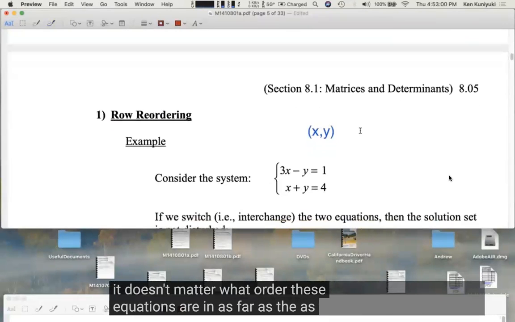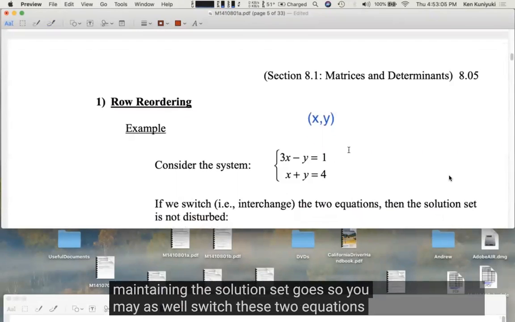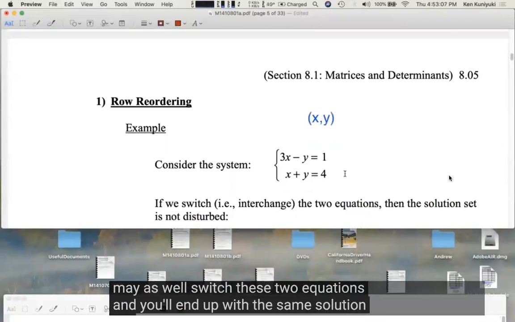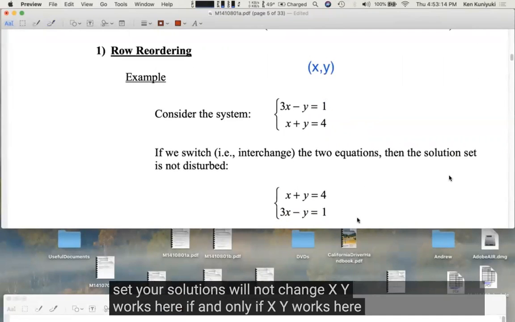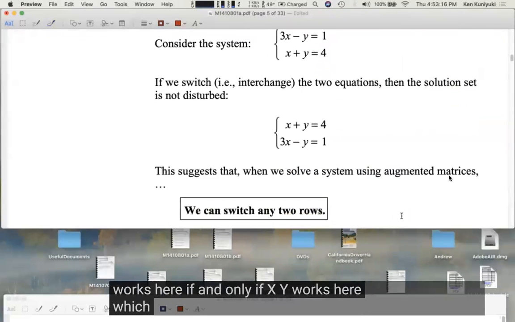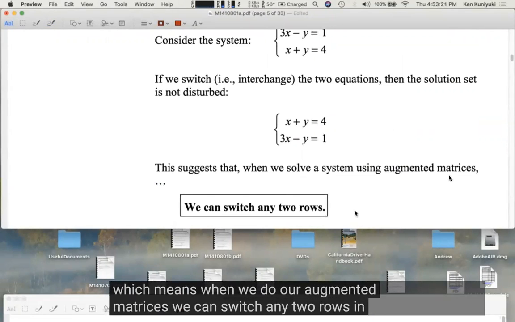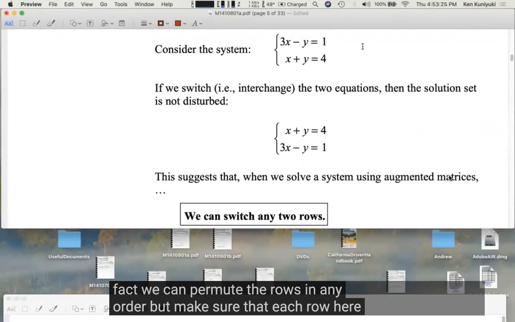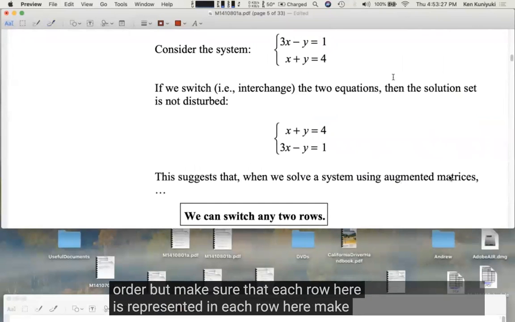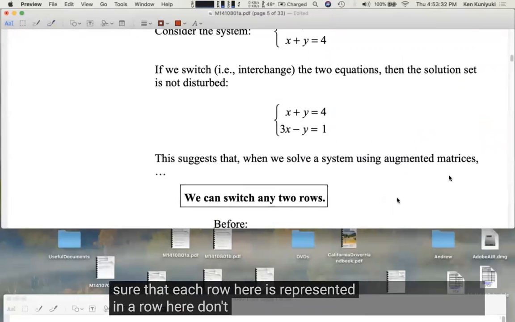As far as maintaining the solution set goes, you may as well switch these 2 equations and you'll end up with the same solution set. Your solutions will not change. x, y works here if and only if x, y works here. Which means when we do our augmented matrices, we can switch any 2 rows. In fact, we can permute the rows in any order, but make sure that each row here is represented in a row here. Don't miss any rows.